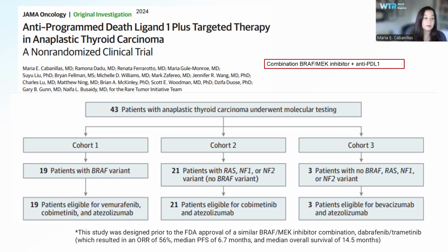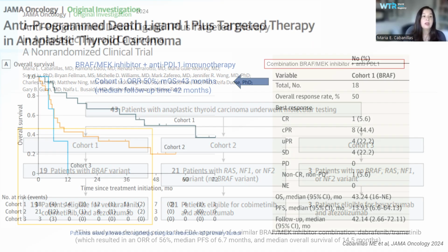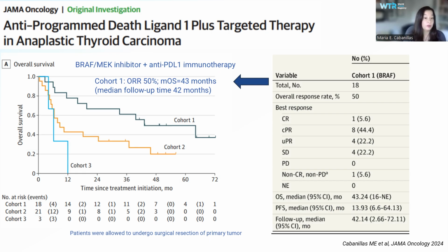We also did a prospective study where we had similar combinations of drug. This was vemurafenib, cobimetinib, and atezolizumab in this first cohort here that you see to the left. And the median overall survival was very long in this group when you combined it with the immunotherapy.